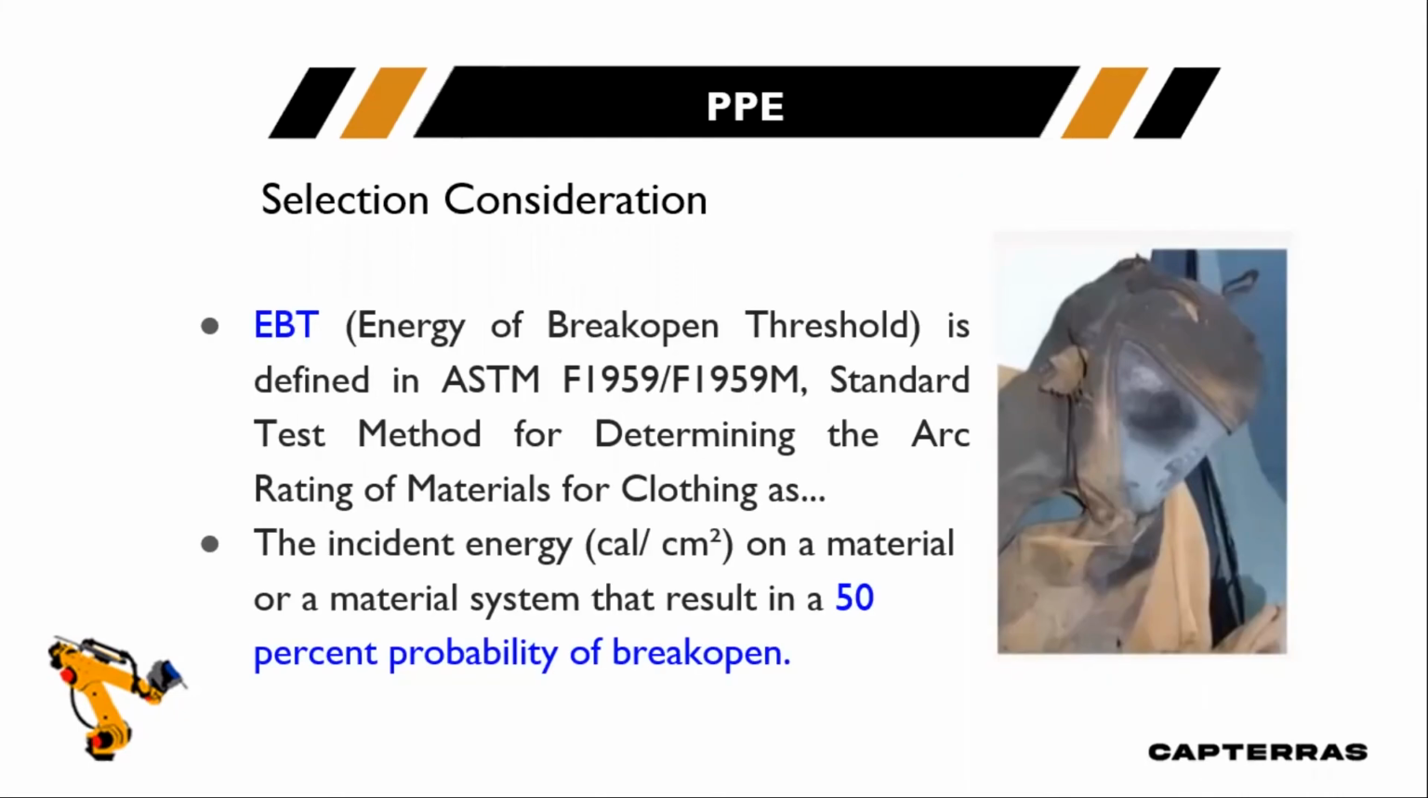The reference of EBT, or energy of break-open threshold, is defined in ASTM F1959/F1959M, the standard test method for determining the arc rating of materials for clothing, as the incident energy on a material system that results in a 50% probability of break-open.